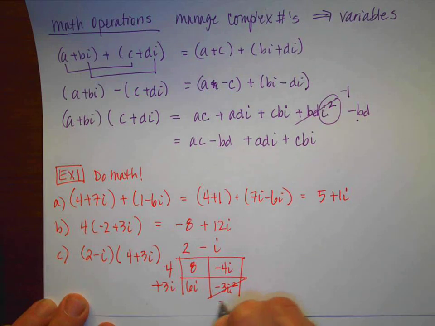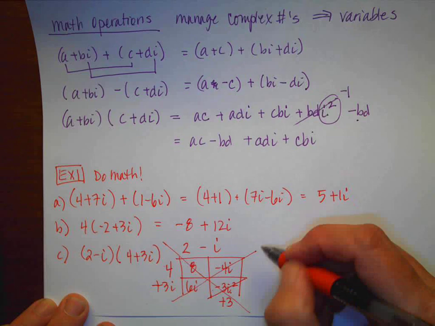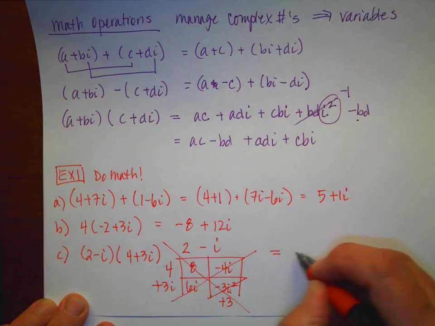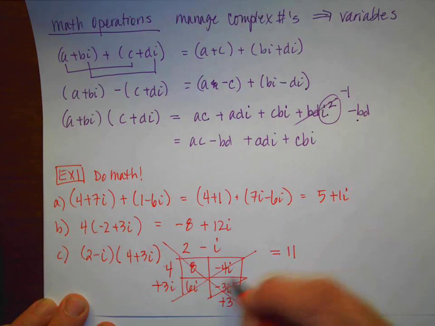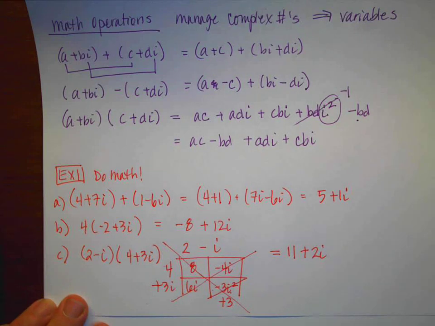Remember, i squared is a negative 1. A negative and a negative, this is going to be a positive. My like pieces are on my diagonals. So this is going to equal 8 + 3 is 11, 6 - 4 is 2i. I just think the box is polite because it helps you to not miss terms, and it makes that organization a little bit easier.